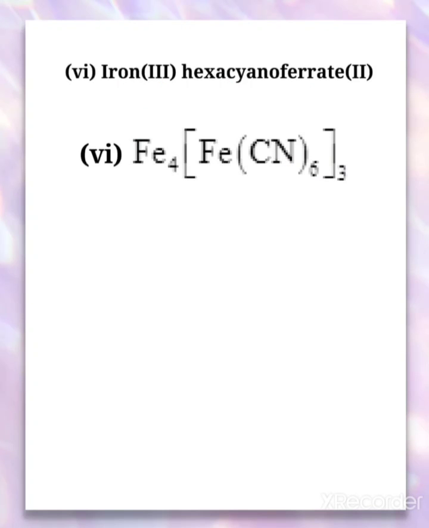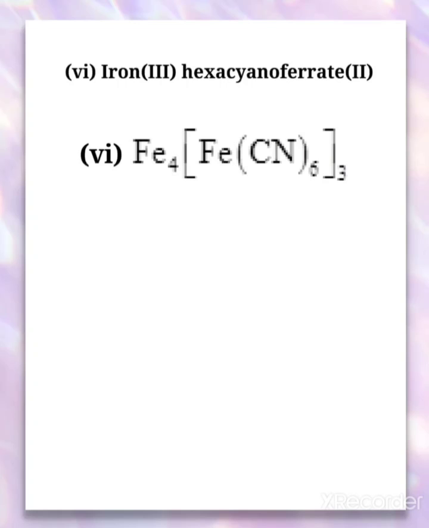In this example, the number of counter ions is not specified in the name. Therefore, how we got 4 here and how we got 3 here, that is what we are discussing. So this is actually the answer for this, that is the formula for this IUPAC name which is given here. So how we got 4 and 3 here, that we need to discuss.